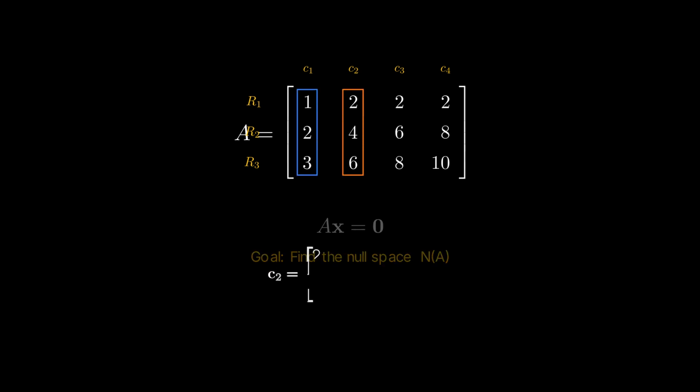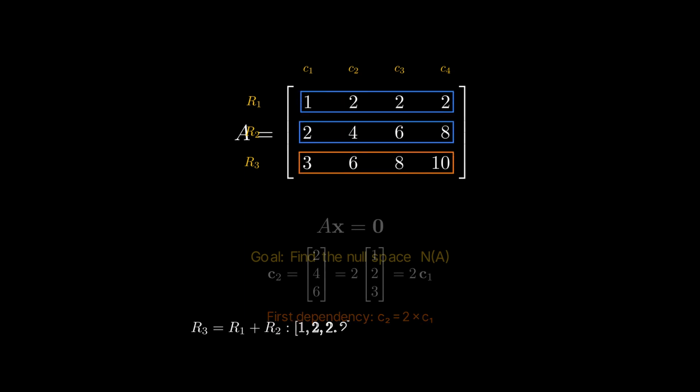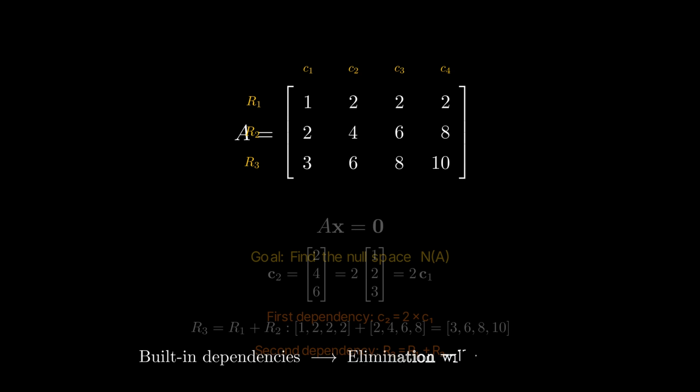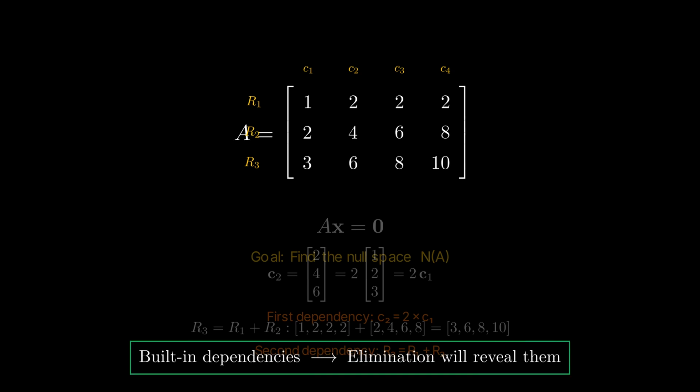Before we compute, notice two things. Column 2 is exactly 2 times column 1. Check it. Column 1 is 1, 2, 3, and column 2 is 2, 4, 6. Also, row 3 equals row 1 plus row 2. 1 plus 2 is 3, 2 plus 4 is 6, 2 plus 6 is 8, and 2 plus 8 is 10. The matrix has built-in dependencies. Watch whether elimination discovers them on its own.